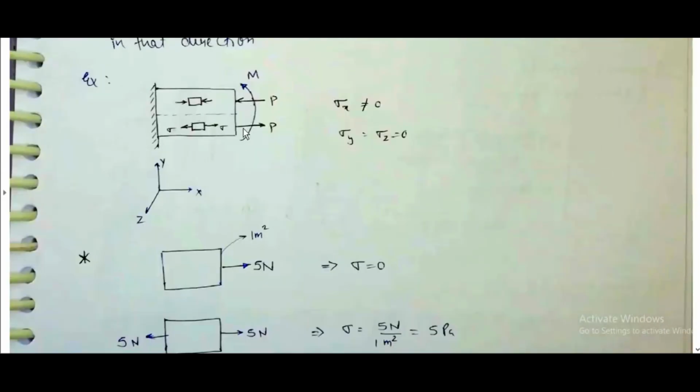Example, here if we apply P in this direction and P in this direction, there will be a bending movement. Sigma x is not equal to 0. Upper layers will be in compression. Lower layers, below the neutral axis, will be in tension. Sigma x is not equal to 0. Sigma y is equal to 0. Sigma z is equal to 0.